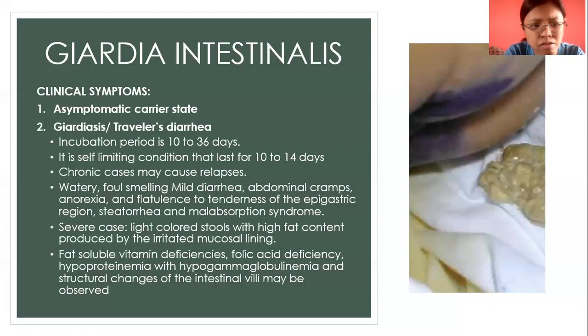So, ano ba yung mga fat-soluble? Katulad ng vitamin A. Yan. So, pwede rin magkaroon ng folic acid deficiency, hypoproteinemia with hypogammaglobulinemia, and structural changes of the intestinal villi may be observed.